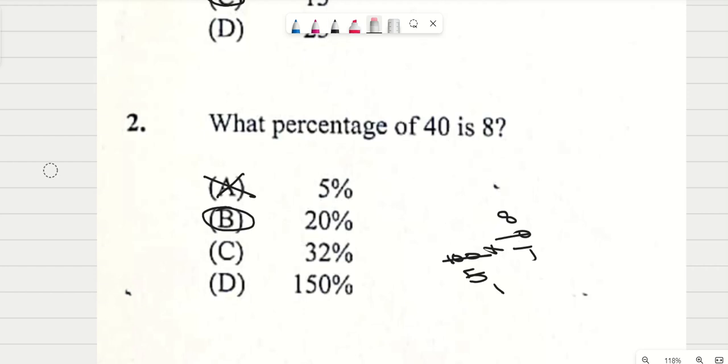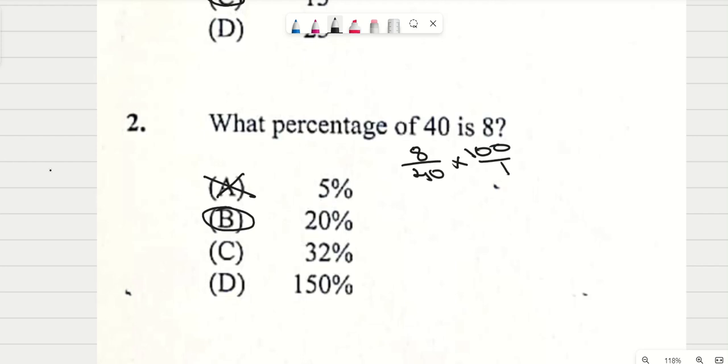The next way to do this question is, they said, what percentage of 40 is 8? So we can say it is 8 out of 40 multiplied by 100 over 1. 8 into 8, 1. 8 into 40, 5. 5 into 5, 1. 5 into 100 is 20. This is 20%. This is the next way that you can do it.